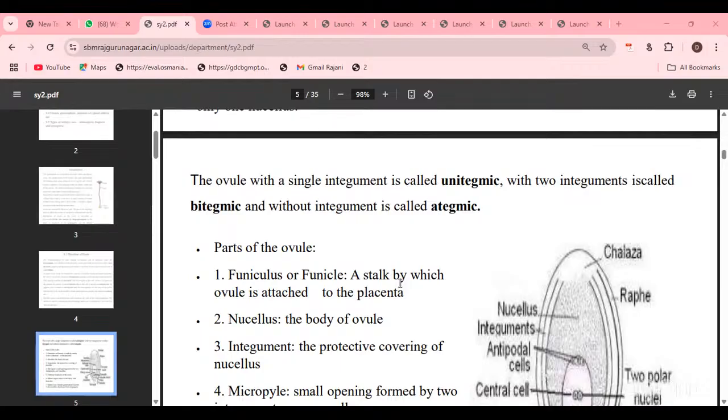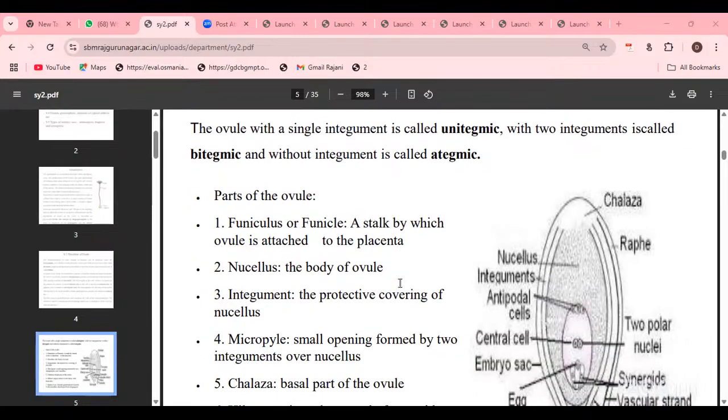Next, an ovule with a single integument is called unitegmic. Only one integument is there, a single one. Sometimes two integuments are present, which is called bitegmic. And sometimes the integument is absent, which is called ategmic.